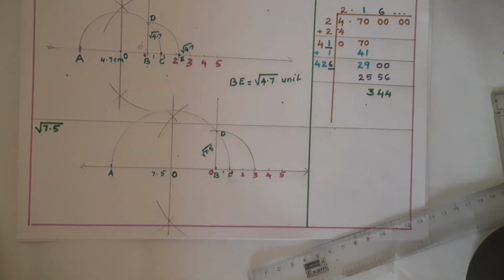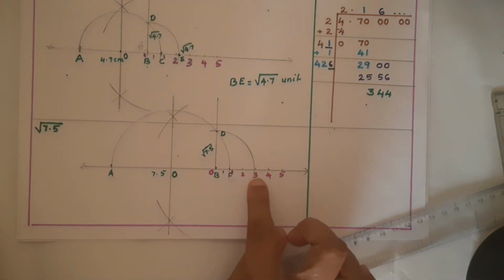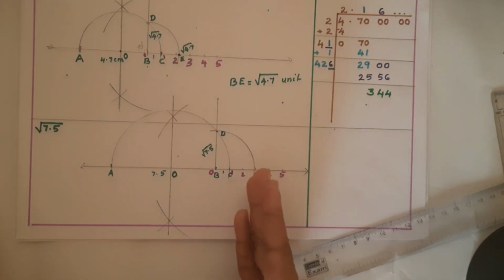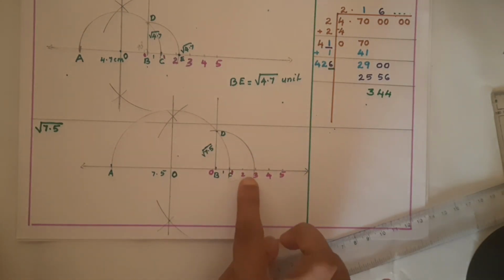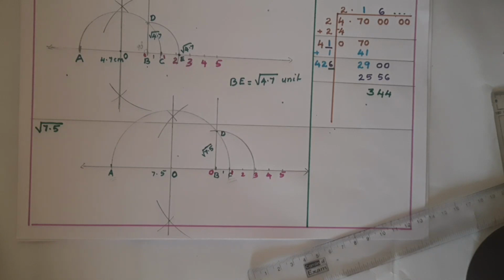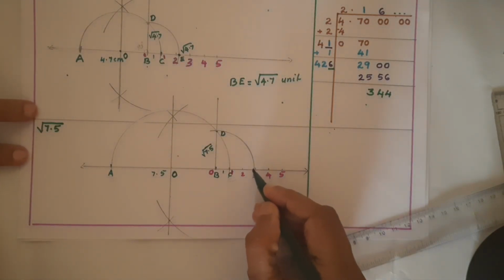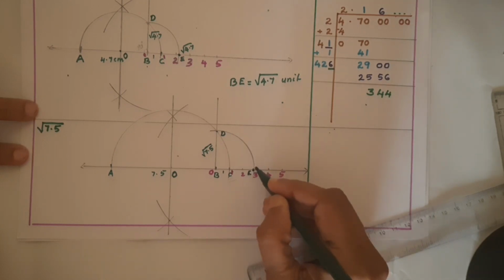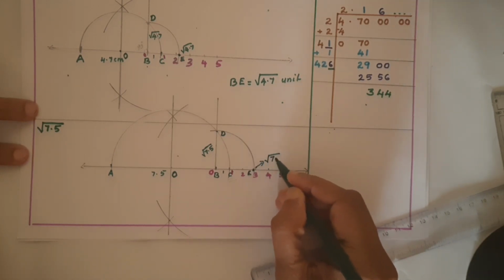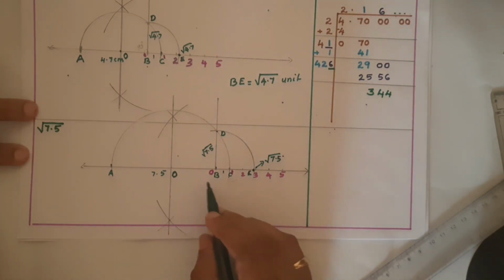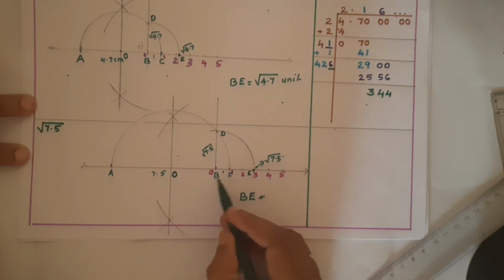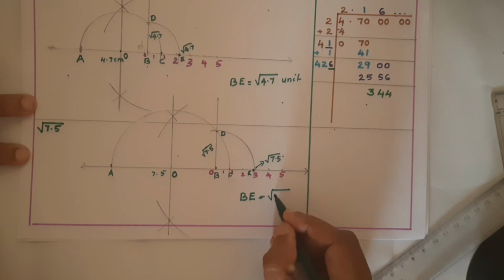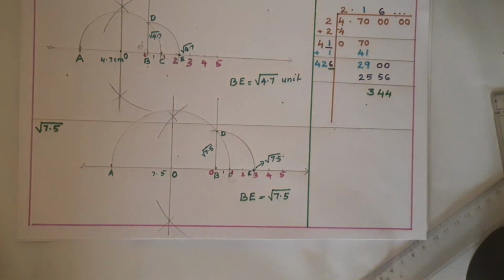Okay children. So it will come between 2 and 3. Okay, because 3 is square root of 9. So it should come before 3. If your construction is correct, it will come before 3. So that point, we can mark it as E. And this point is square root of 7.5. So, the length BE, from B to this E, represents square root of 7.5. Did you get, children?